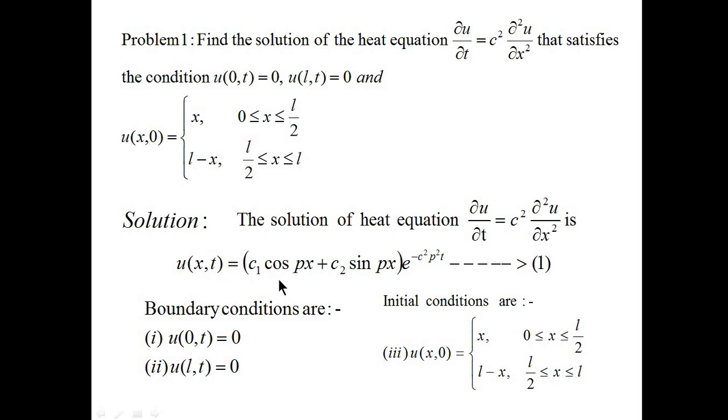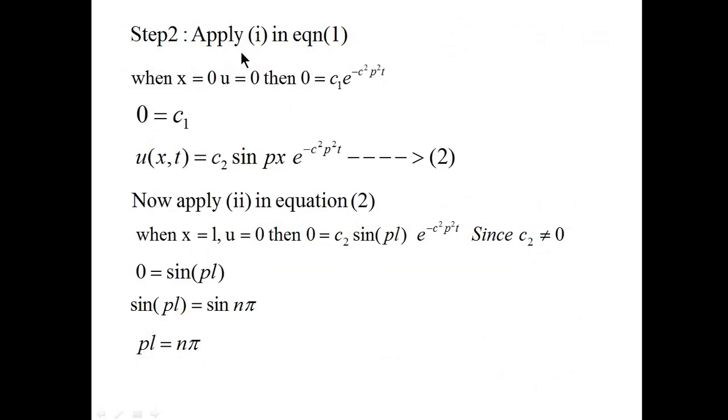Let us write down the suitable solution of our heat equation. Call it equation number 1. Write down the boundary conditions and initial condition. Now this is our step 1. And in our step 2, what we are going to do is apply the conditions one by one and then solve for the constants.